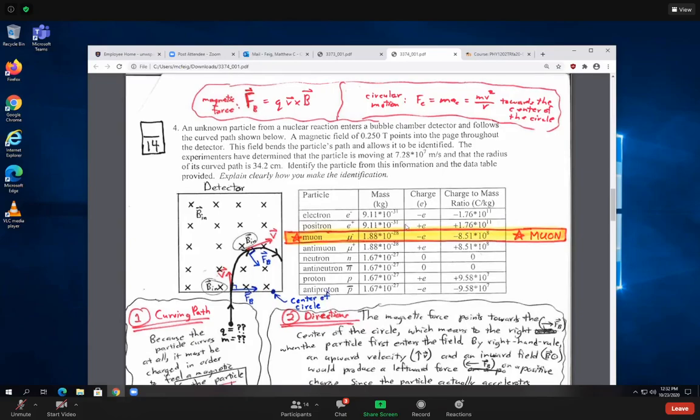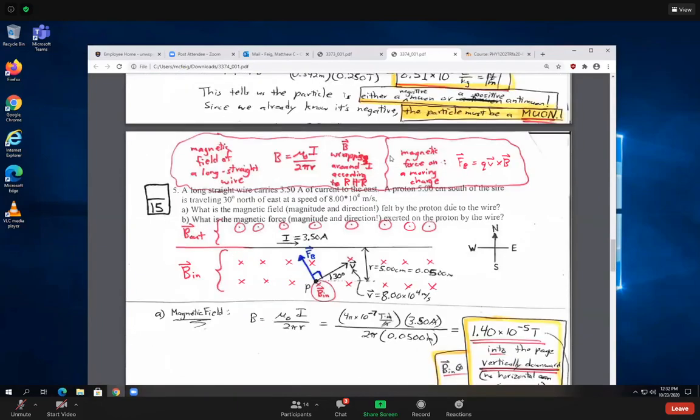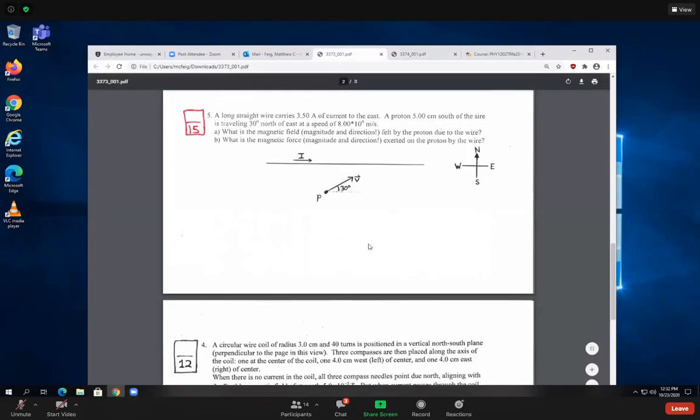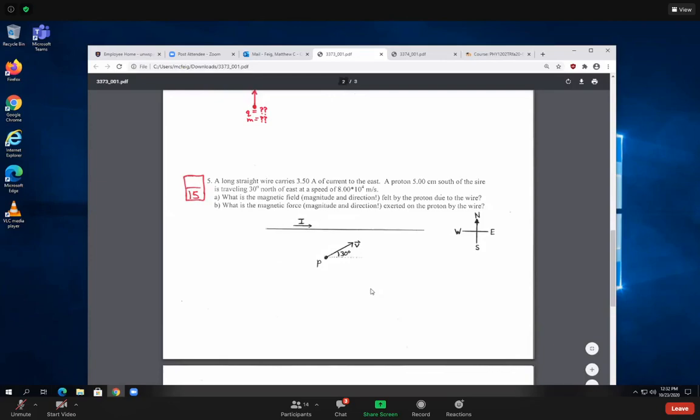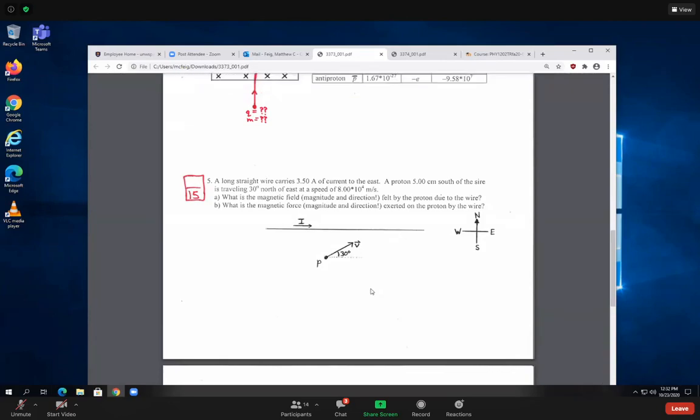And then, let me just read this last question here. Or sorry, there's two more, but just this one, I think. Part A is about finding the source of the magnetic field, and part B is like the effect. So a long straight wire is shown. A proton is a certain distance away, and it's traveling in a certain direction and speed. Part A, what's the magnetic field due to the wire? That's a B equals kind of question. Part B, what's the magnetic force exerted on the moving charge?